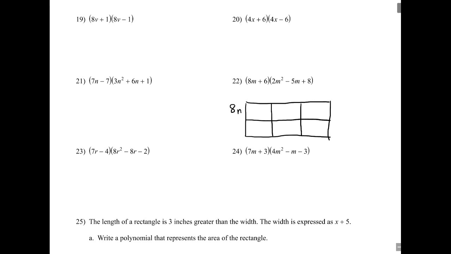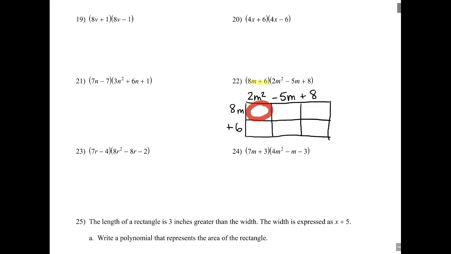All right, so I'm going to put my 8m plus 6. So where did I get that 8m plus 6? This right here is 8m plus 6, and that's this right down. So I just write it vertically. Then I'm going to take the second one, this guy right here, and I'm just going to write it straight across. So I get 2m squared minus 5m plus 8.